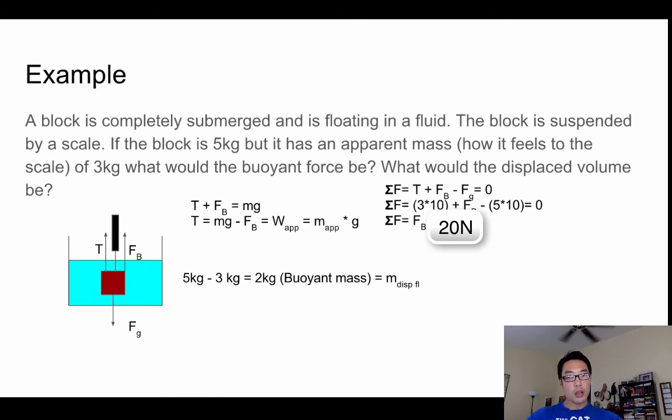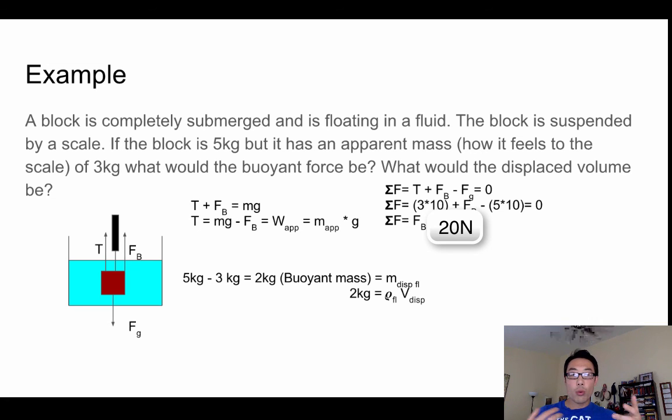If it were 20 newtons, there's a couple of things that should mathematically work out. We know that the mass of the block is actually 5 kilograms, according to the problem, right? But the scale reads it as 3 kilograms. So what the fluid is doing is pushing up with about 2 kilograms worth of force, or 20 newtons of force. And if you do the math, we get 2 kilograms. So what the water is doing is pushing it up to take away about 2 kilograms worth of mass, so the scale only reads 3 kilograms. And that is the mass of the displaced fluid, according to Archimedes' principle.